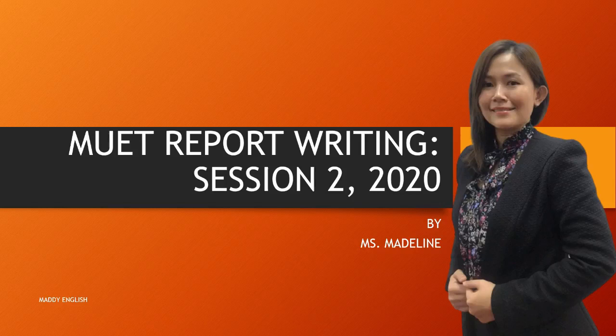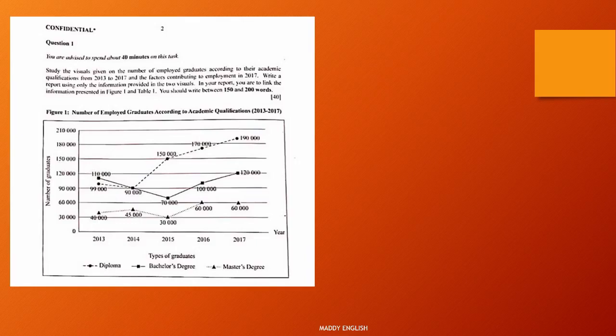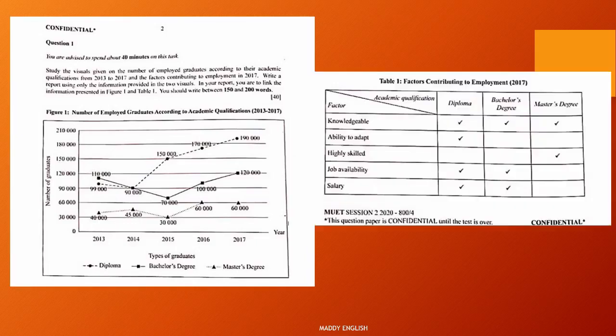In this lesson, I'm going to talk about MUET Question 1 report writing. And I'm going to review a question of Session 2, 2020. In this question, it was about the employed graduates and the factors contributing to the employment. This is how it looks like. The question consists of a figure, which is in a chart, a line chart to be specific, and also a table.